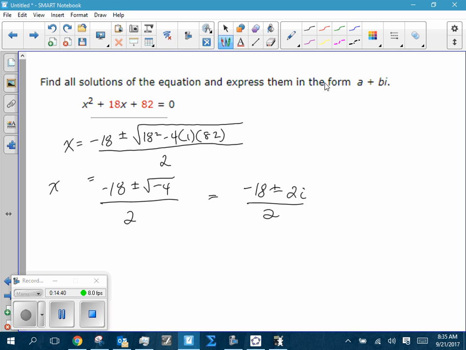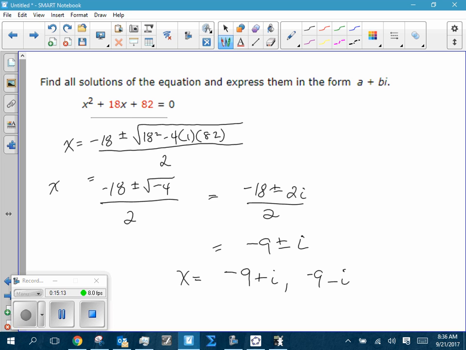I'm then going to take negative 18 divided by 2, which gives me negative 9, plus or minus 2i divided by 2, which is just i. So my two answers are negative 9 plus i and negative 9 minus i. Those are my two values for x. What do you notice? What kind of numbers are those complex numbers as a group? Negative 9 plus i and negative 9 minus i. What's one of them?